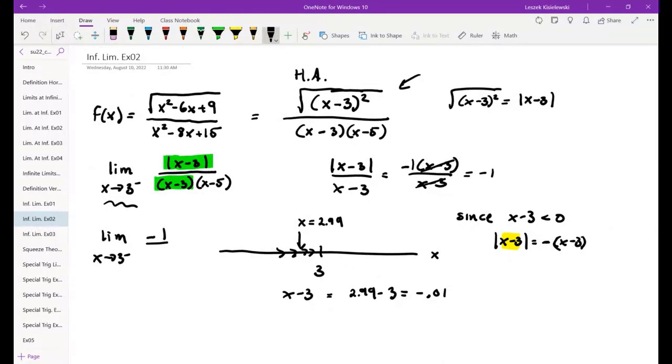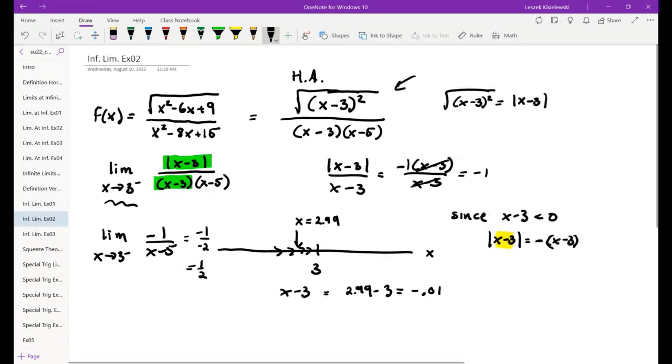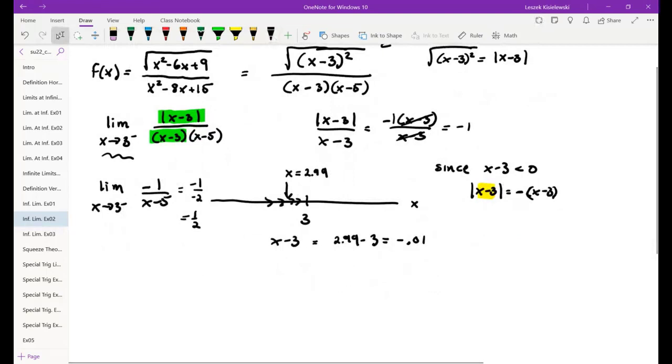So you get -1, then x minus 5. So at the limit, we get -1 divided by -2, so positive half. Okay, so that's a finite limit. It's not an infinite limit.